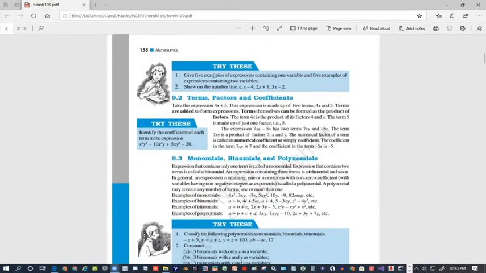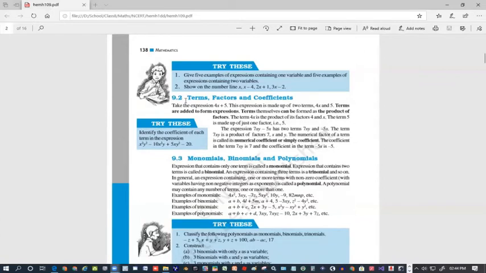Try this: give 5 examples of expressions containing 1 variable and 5 examples of expressions containing 2 variables. So this we know, 1 variable means it will take only x. x plus 2, x plus 3, x plus 4, x plus 5, x minus 10. These are 1 variable. 2 variables means x plus y plus 3, 2x plus y minus 1. So like this, it will be examples of 2 variables. Show on number line x, x minus 4, 2x plus 1, 3x minus 2. As I said, you can draw this.